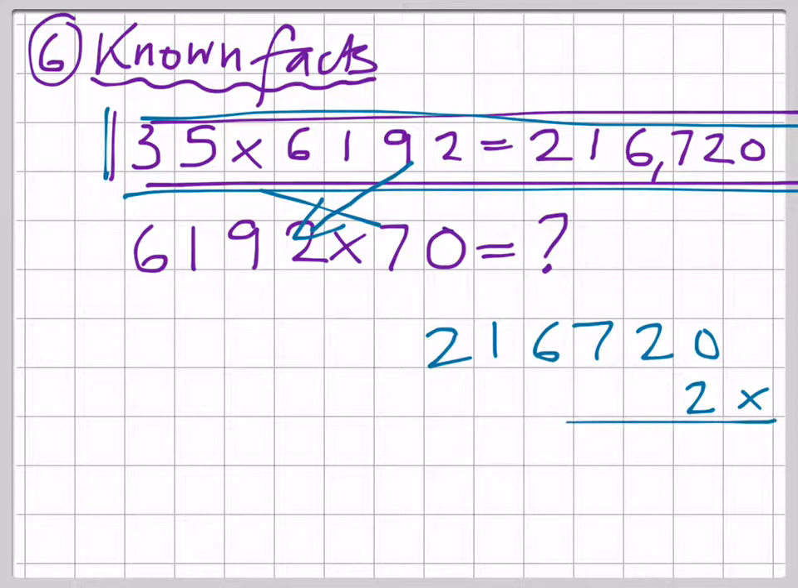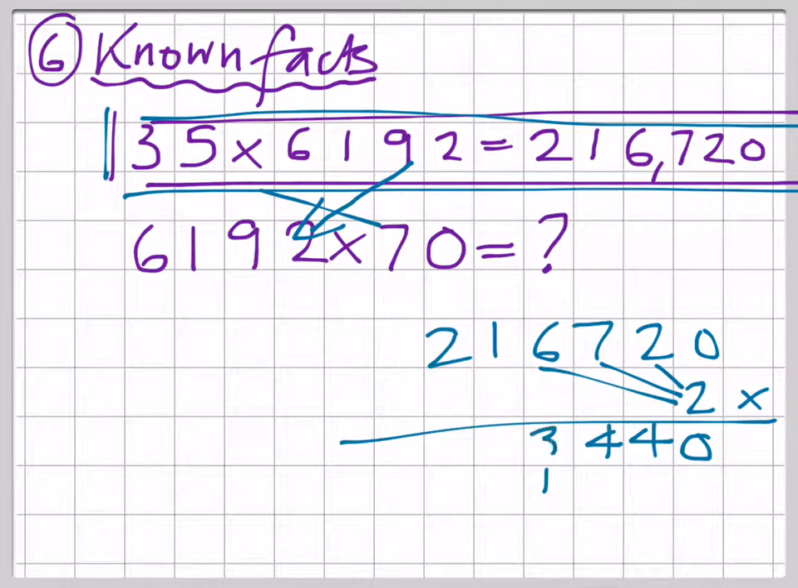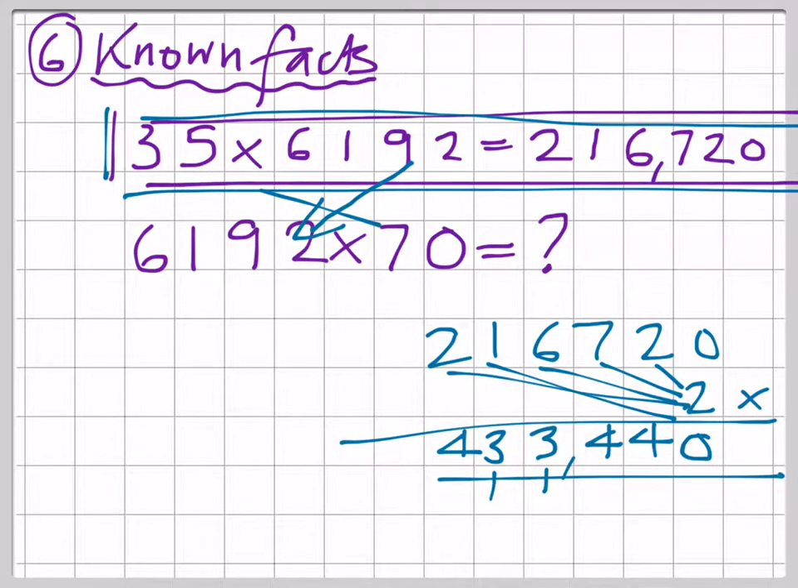216,720 times 2 makes 0. 2 times 2 is 4. 7 times 2 is 14. 6 times 2 is 12. Add 1 is 13. 1 times 2 is 2. Add the 1 is 3. And 2 times 2 is 4. So our answer would be 433,440. Much easier than doing a great big long-winded long multiplication sum.